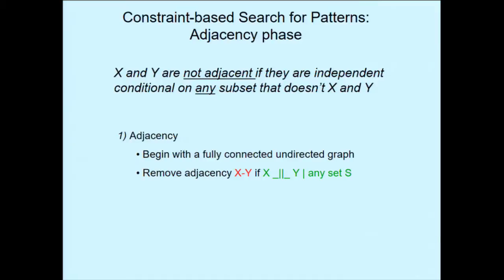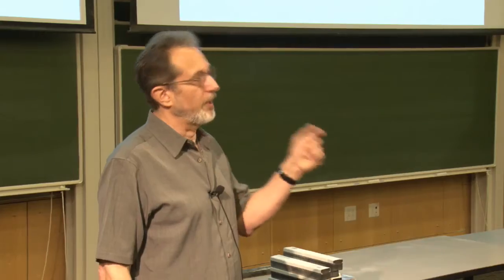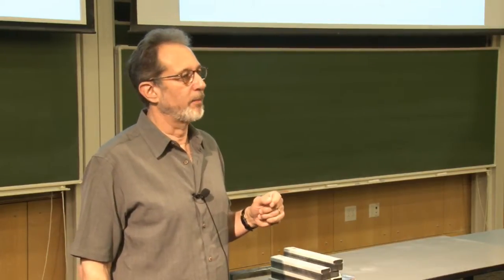So what we do is we begin with a fully connected undirected graph where everybody's connected to everybody else. Then we remove the adjacency between x and y if there's independence in the data between x and y conditional on any set. And what we do with those sets is we start out with nothing in that set, so are x and y independent conditional on nothing? And then if they are still dependent, we look at all the sets of size 1. And then if they're still dependent, we look at all the sets of size 2, with the extra caveat that we only look at variables for those sets that are themselves adjacent to either x or y, because no other variable could separate them in the graph.